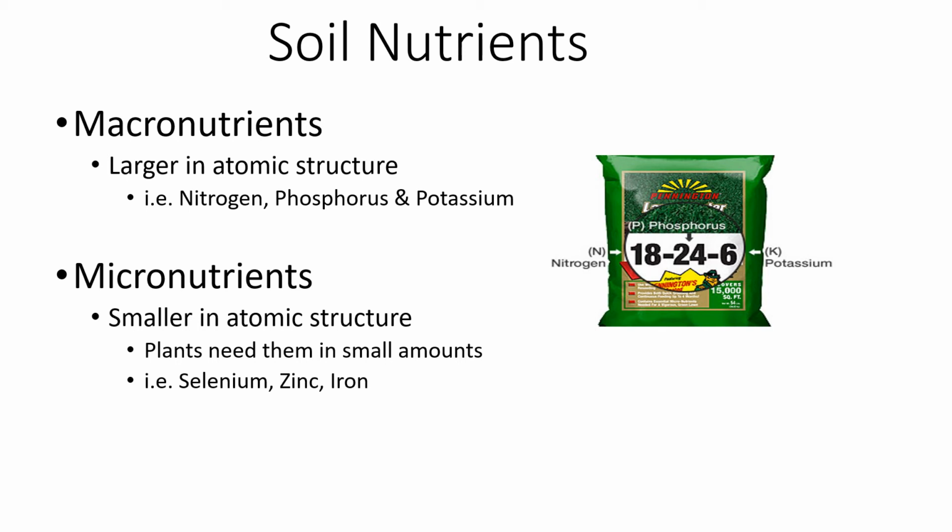So what nutrients are we most concerned with? Well, our macronutrients are our big ones. We have NPK, so nitrogen, phosphorus, potassium. If you look on any fertilizer bag or whatever it is, whether it's organic or inorganic, doesn't really matter, you have an NPK number. So what are the ratios of nitrogen to phosphorus to potassium? But plants obviously need a lot more than just those three. So they do need micronutrients, just in smaller amounts and smaller atomic structure.